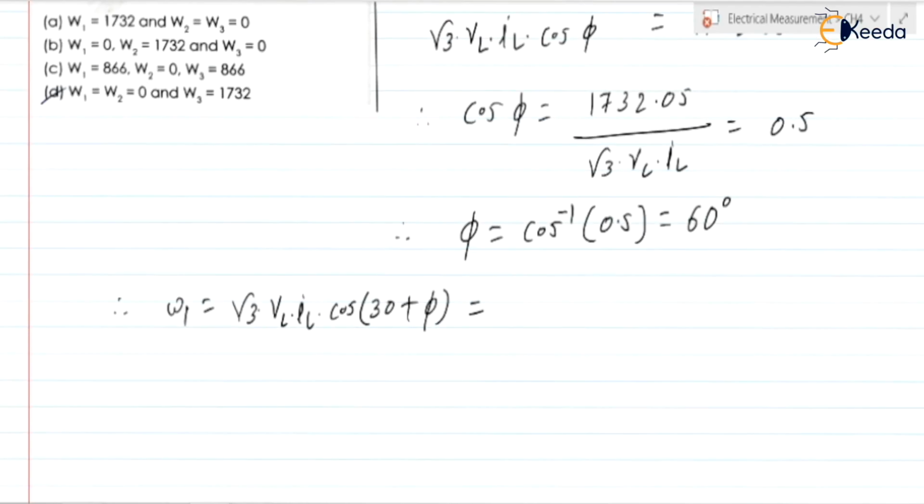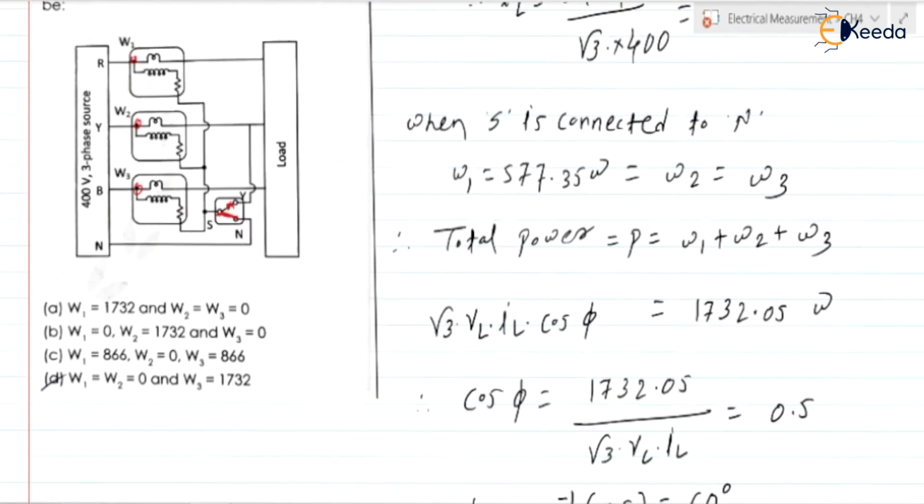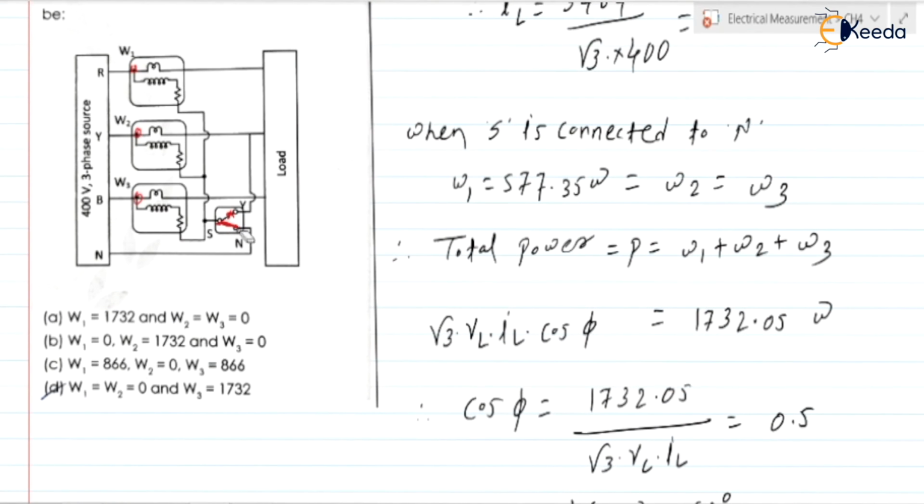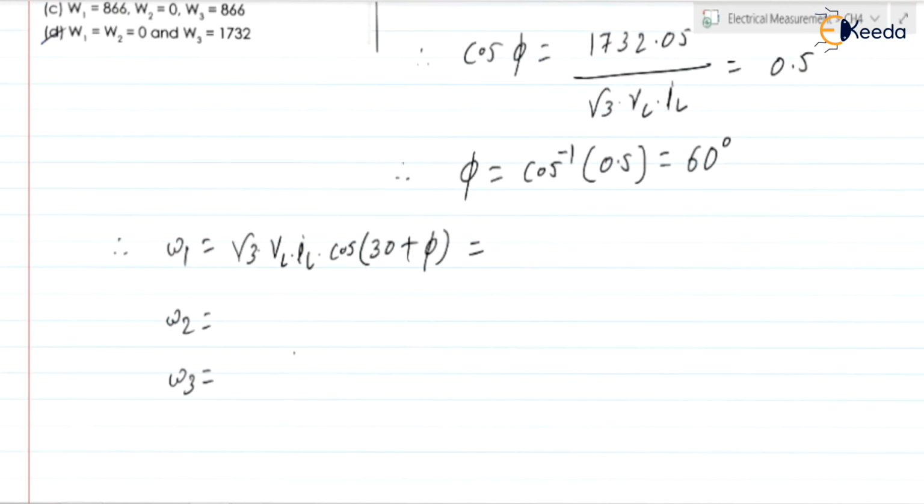Okay, and W2 is equal to... we need to find W3. If you check when the switch is connected to the position Y, it is like the switch is connected here. So when the switch is connected to the position Y, for wattmeter W2, the pressure coil is connected between phase Y and again phase Y only. So the reading of wattmeter W2 will definitely be 0.